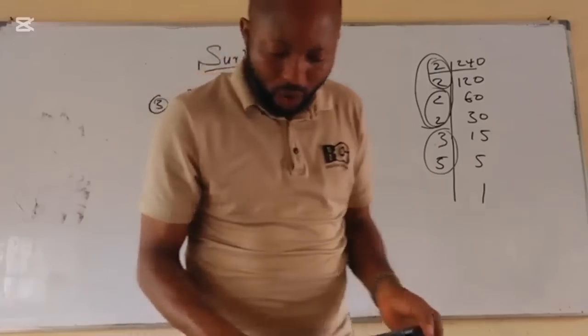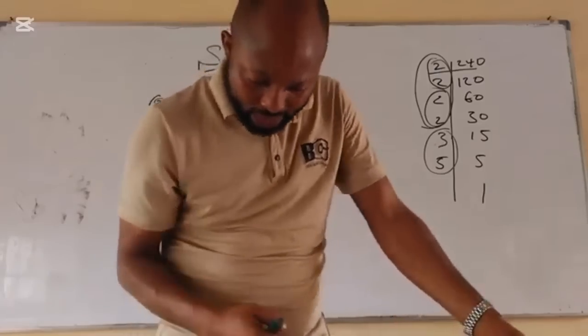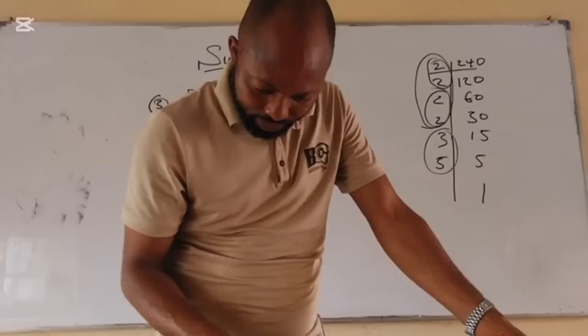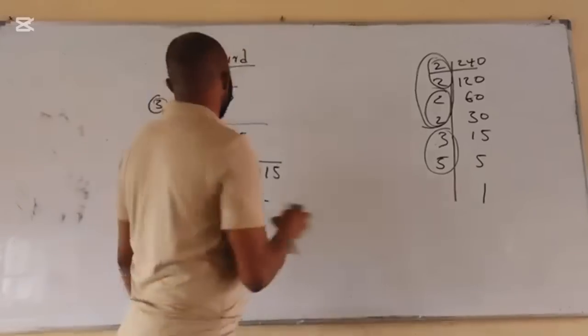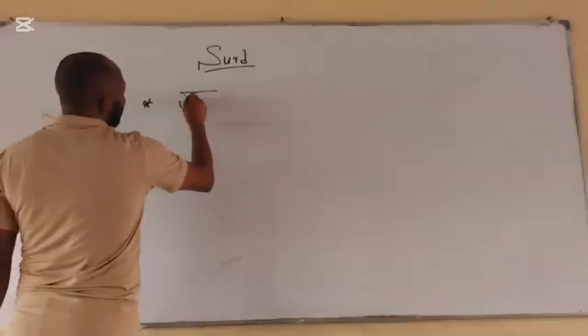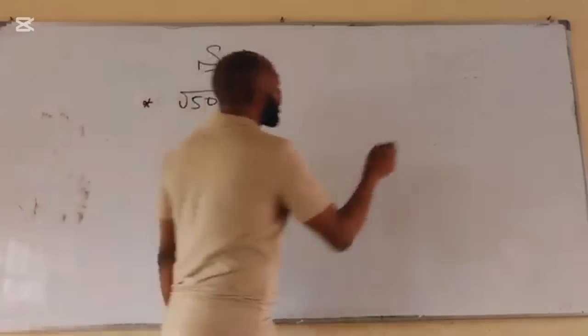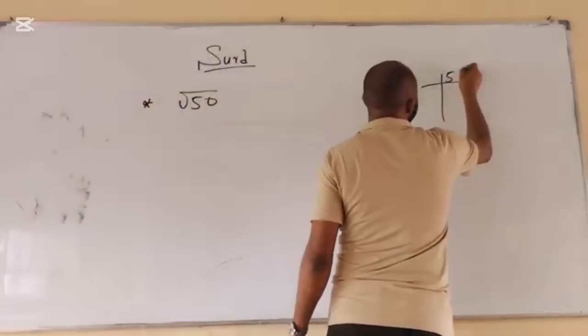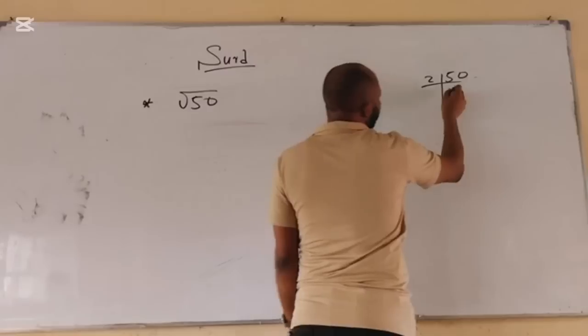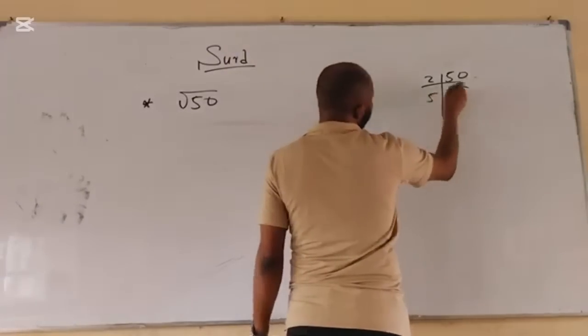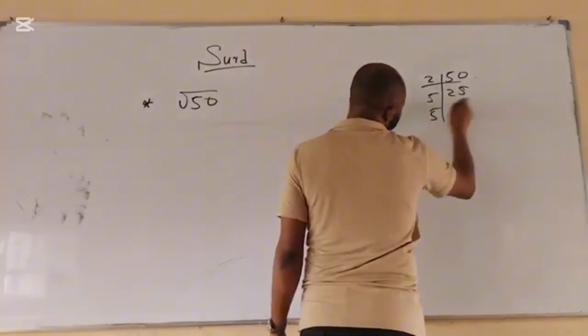Let's simplify one last one, and so we'll move on. Let's take root 50. Root 50. I'll come back here again. I say 50 is here. 2 go there will give me 25. 5 goes there will give me 5. 5 go here will give me 1.